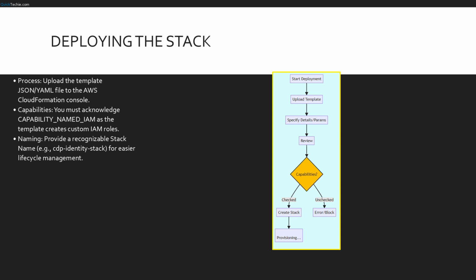Follow the deployment path. After uploading the template and specifying parameters, you reach the review stage. The decision diamond highlights the capabilities check. You must explicitly acknowledge the IAM capabilities. If unchecked, the process blocks. If checked, AWS proceeds to create the stack and begins provisioning resources.